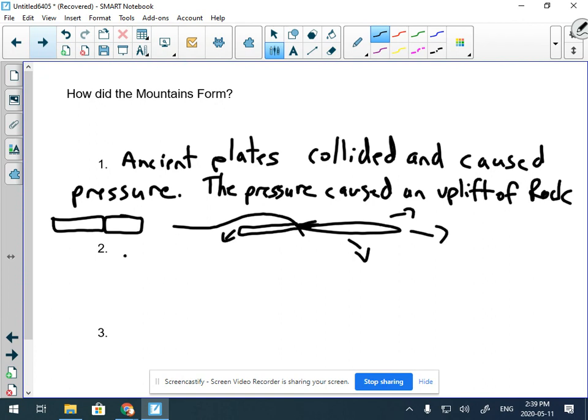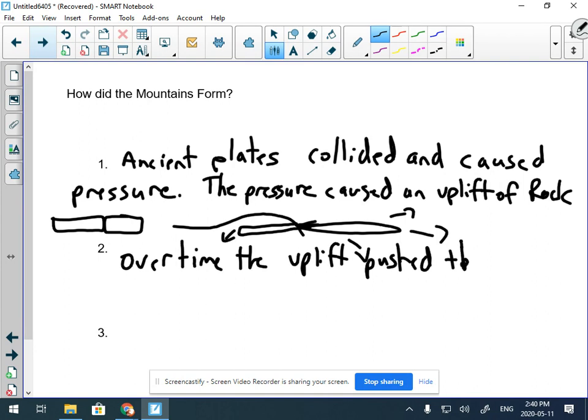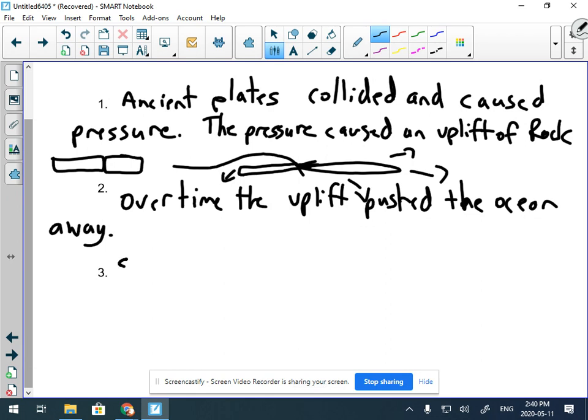Now, over time, the uplift pushed the ocean away. So the ocean escaped out to other oceans. It just kind of got a big shove and it was gone. Water was left behind in depressions. Those could be lakes. And the last step was erosion.